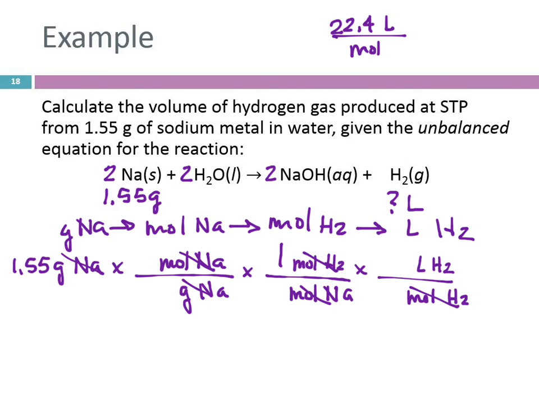2 moles of sodium. So 2 there. Grams to moles, always molar mass. This time it's an element again, and so it's 22.99. And then liters and moles of a gas at STP, this guy right here, 22.4. 1.55 divided by 22.99 divided by 2 times 22.4 equals, 3 sig figs again, 0.755 liters this time.